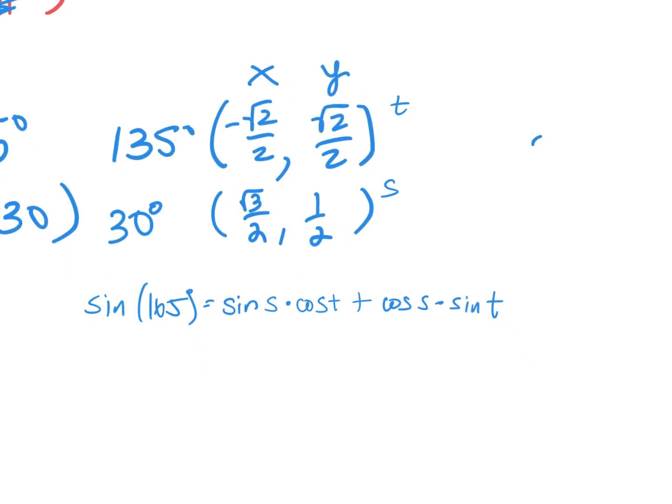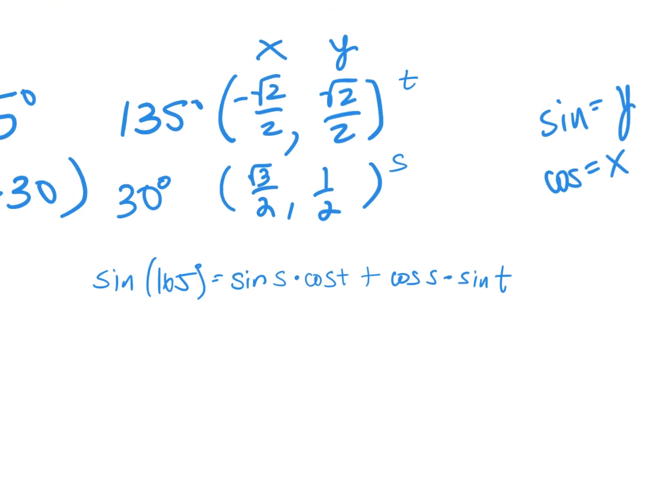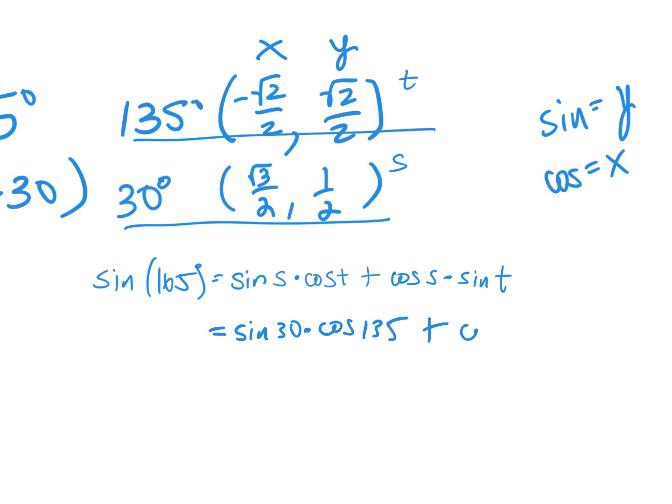Remind me again, sine is what value? Sine is the Y value. And what's cosine? X. So you look at your angles, right? I called 30 S and I called 135 T. So sine of 30. If you want to, you can write it in with numbers next. Sine of 30 times the cosine of 135 plus the cosine of 30 times the sine of 135. That makes it easier for you. Go ahead and do that.